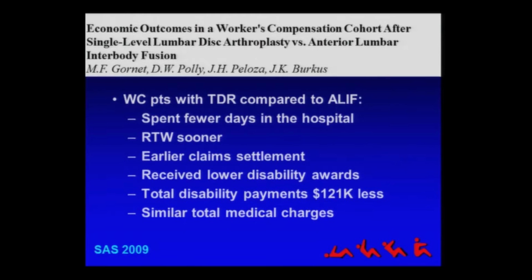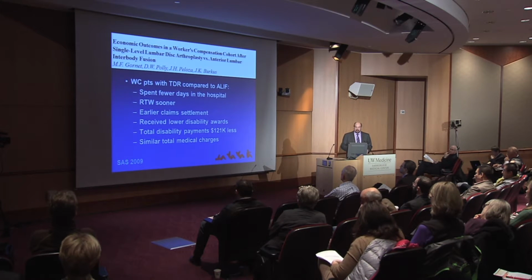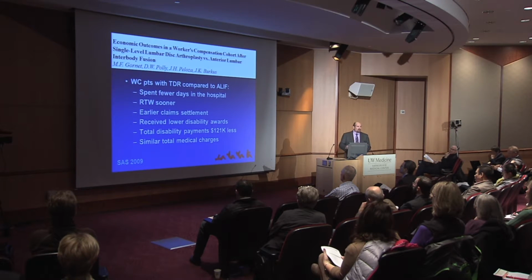Matt Gornett looked at a workers' comp population, and in the workers' comp patients who were involved with either arthroplasty or fusion, he found that the total disc patients spent fewer days in the hospital, returned to work sooner, settled their claims earlier, had lower disability awards, and had similar total medical charges, but their indirect costs to society were much less, and their direct cost to the workers' comp, who was paying people for time off, was much improved.